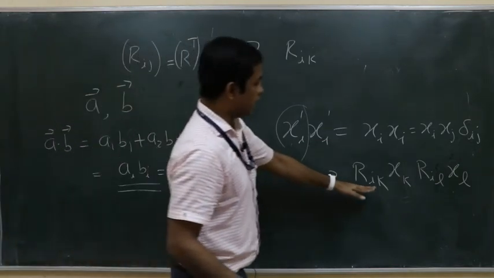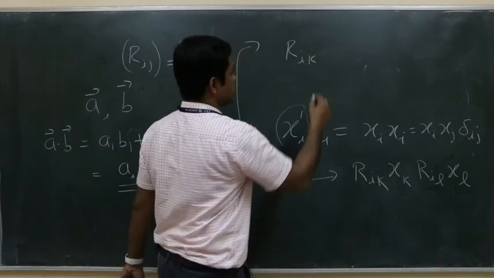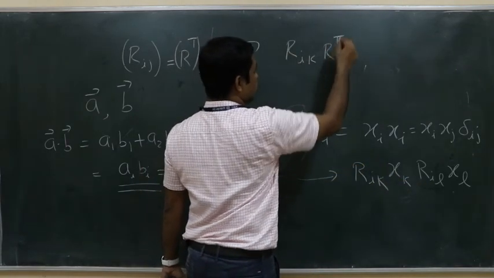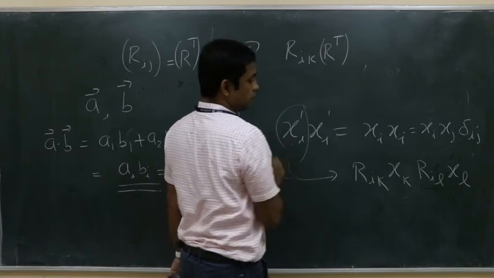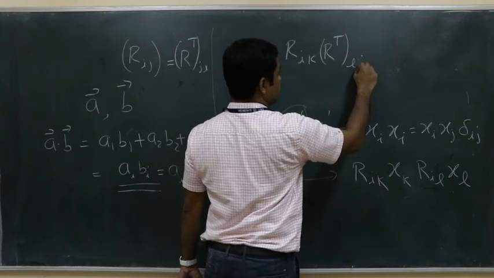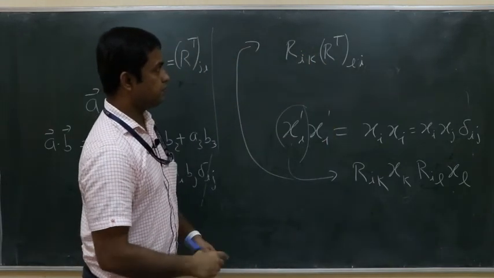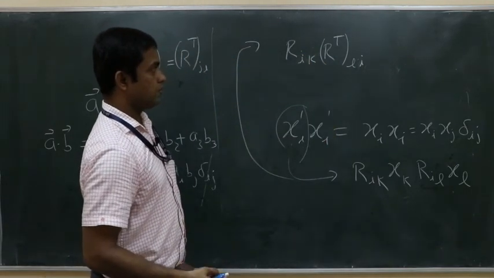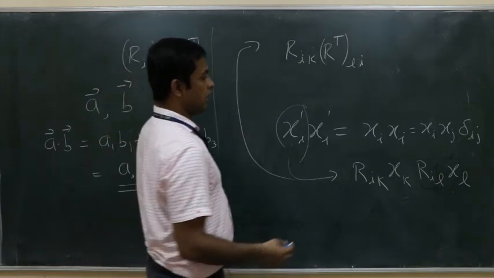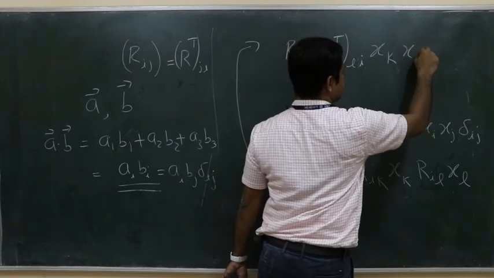Fine? No confusion here, right? So this is Rik. Next one, Ril, I write as R transpose li. Okay. Clear? Then sk xl.